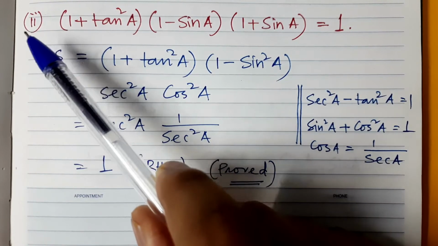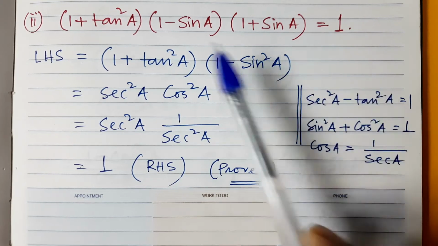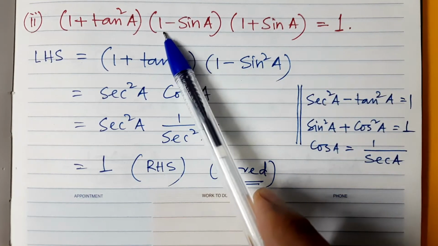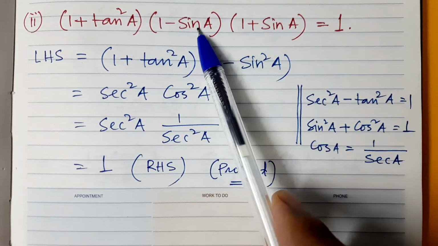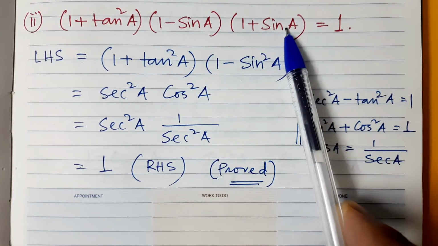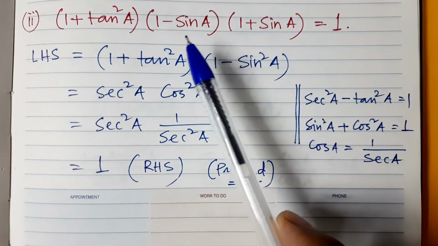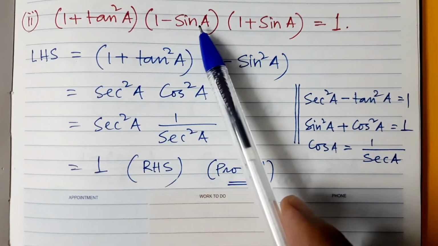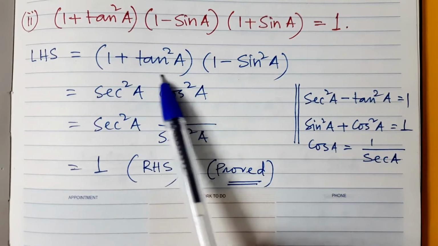Now this is problem number 8 part 2. So you need to prove this. Here you observe that 1 minus sine a and 1 plus sine a is present. So it is in a minus b and a plus b form, which is a square minus b square, just like the previous. So a is 1 and b is sine a. So it is 1 minus sine square a, and 1 plus tan square a is there.